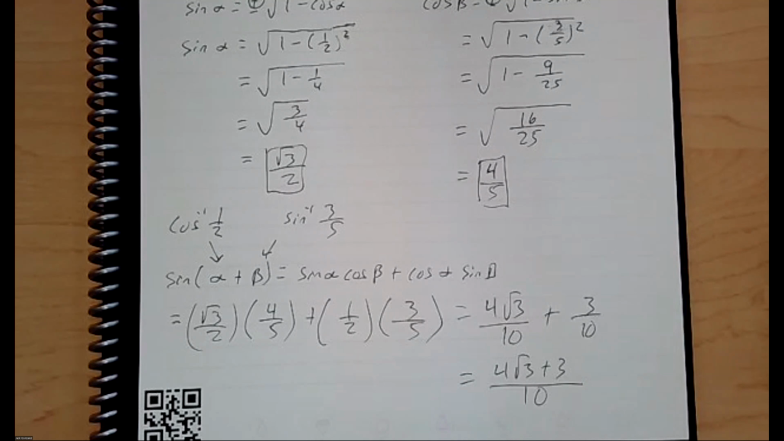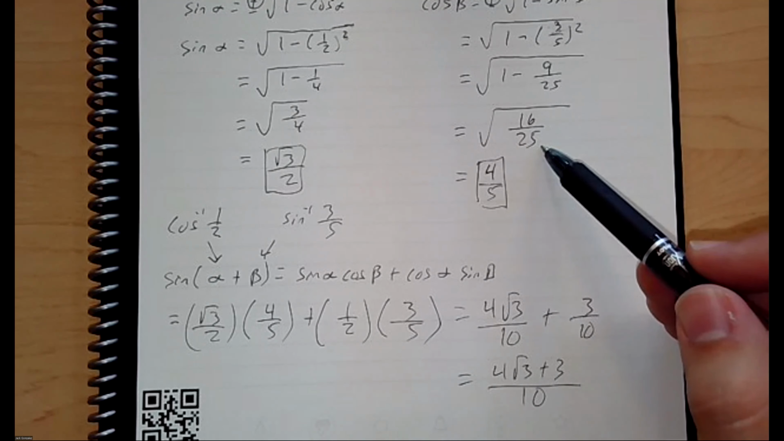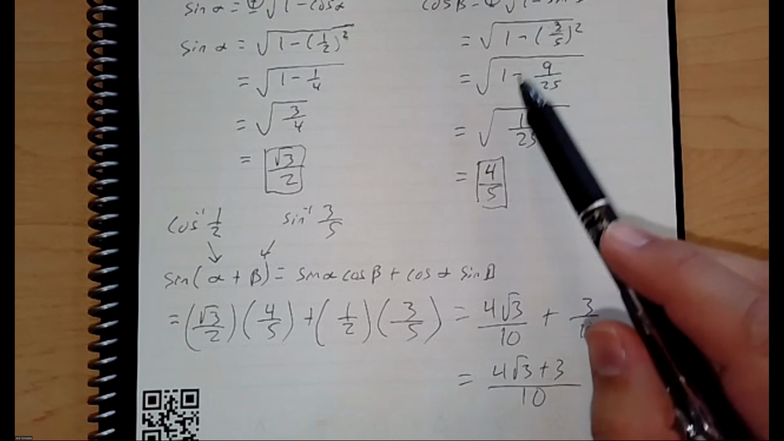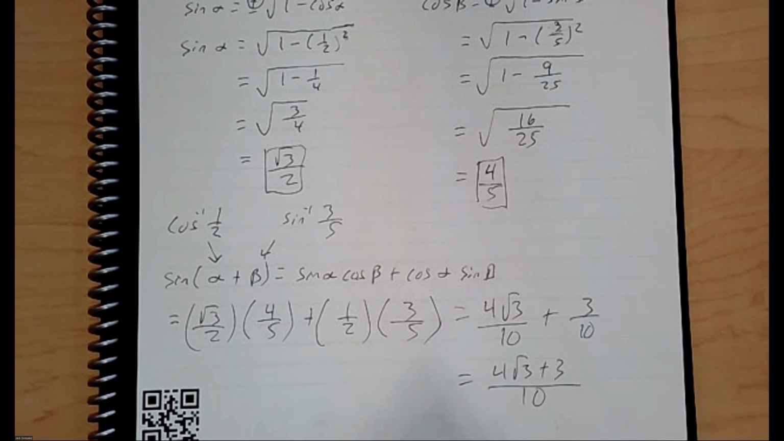Which is important. Square root of 16, square root of 25, 4/5. You get a common denominator, you subtract them, and you'll get 16/25. I didn't show that LCD part.